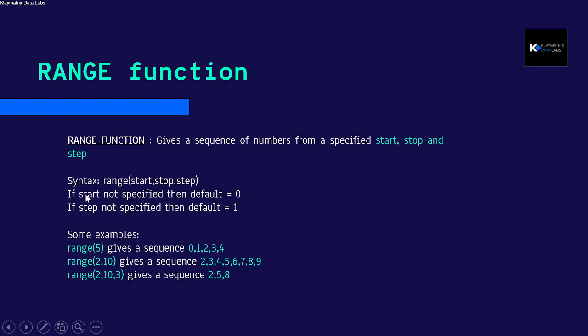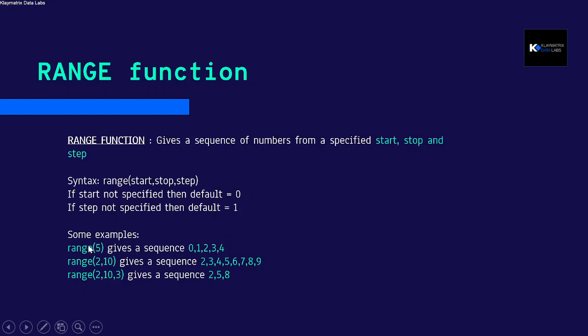Before we go to the example, the syntax is: the keyword is range, and then you specify the start, comma, stop, comma, step. Start and step are optional. If you do not specify the start, the default value is 0. If you don't specify the step, the default is 1, right?